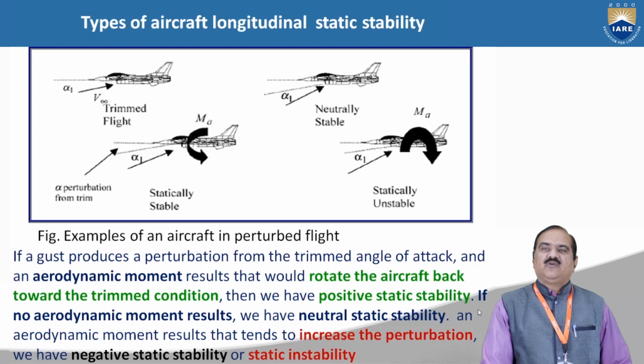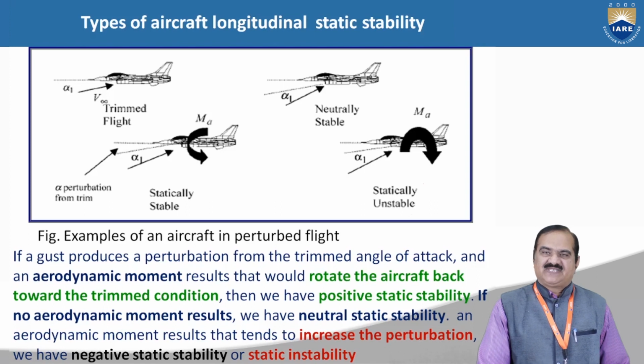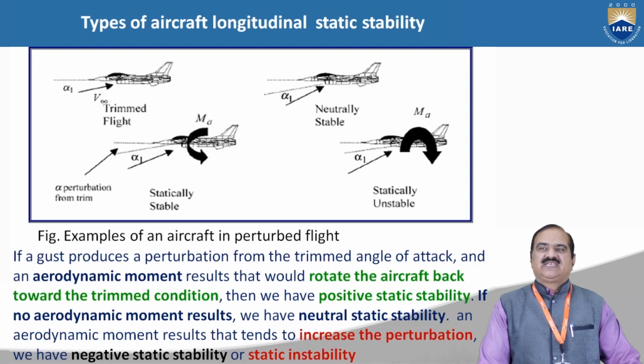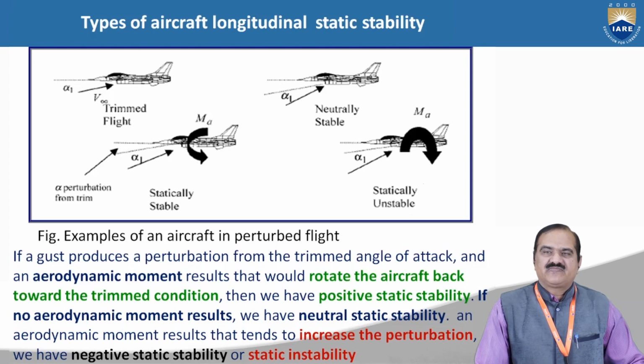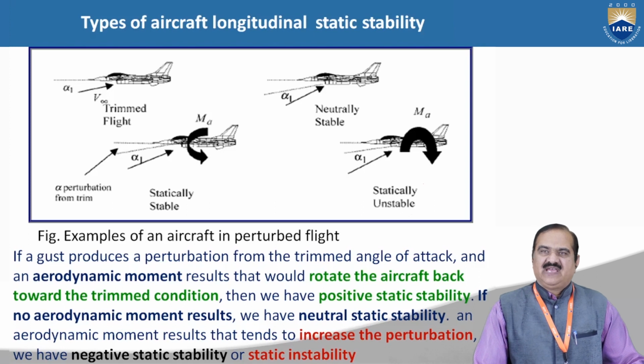Okay, so now you can see types of aircraft longitudinal static stability. We have seen the previous mechanical example. Now we have to see this in aircraft. You can see here we have four diagrams. The first one is a trimmed flight in which the aircraft is flying with alpha 1 angle of attack with a free stream velocity, and the aircraft is flying in steady state.